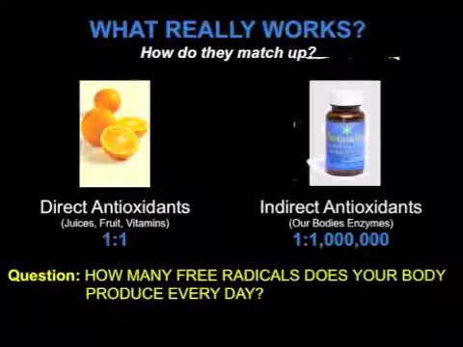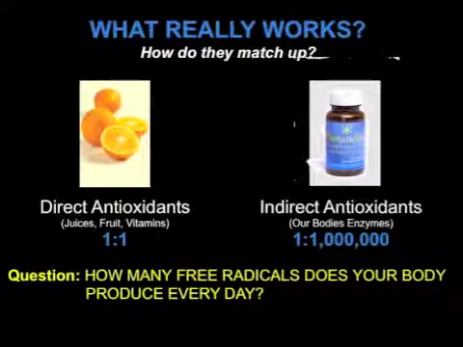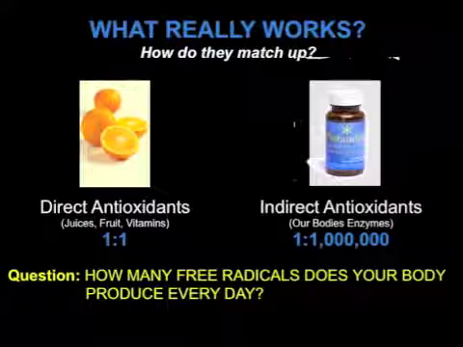But when we're talking about indirect antioxidants, those enzymes that are made within your body, they work on a 1-to-1 million ratio, where one molecule of an antioxidant enzyme produced by your body will in fact neutralize 1 million free radicals per second, every second. The same enzyme, because it's a catalyst, is not consumed as it is in the direct antioxidant approach. So how many free radicals are we talking about? We have to know that before we realize which one of these benefits is superior to the other.